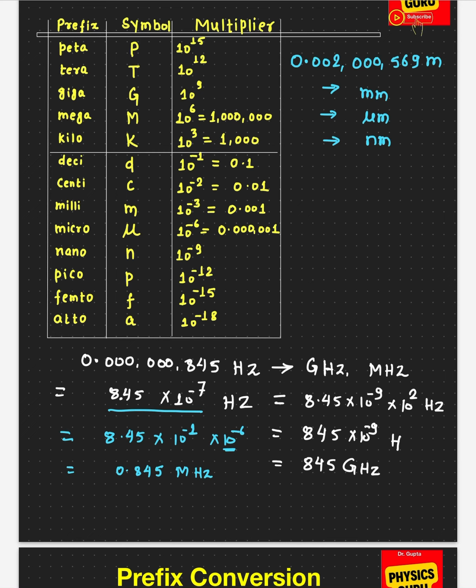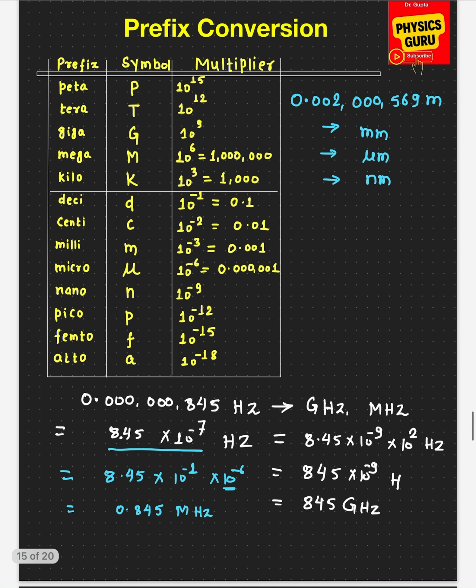What's the first step? The first step is you have to write it down in scientific notation form. Let's do these things here. First, I'll consider everything here as 1 unit. So let's write it down: 2, 1, 2, 3, 5, 6, 9 as 1 unit. And how many zeros do I have? 1, 2, 3. So that will be 10 to the negative 3.